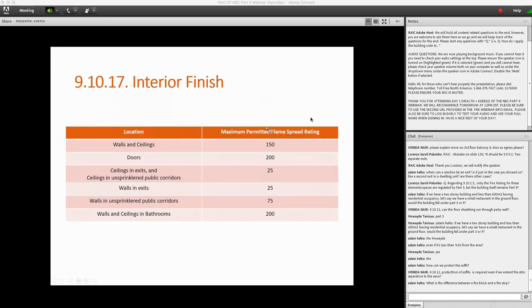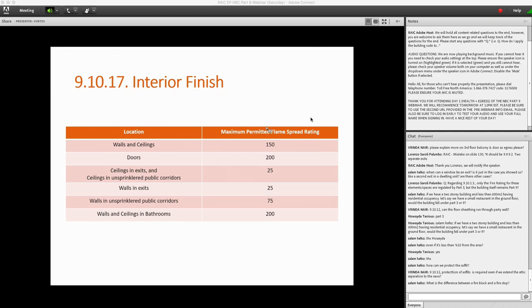Interior finishes. Interior finishes is also a very interesting subject because we want to be able to limit the flame spread through a building. So when you have a building, in addition to constructing most of the elements in the building as fire separations with fire resistance rating, there may also be some limitations on the flame spread rating of the finishes on the walls, ceilings, and floors of the building.